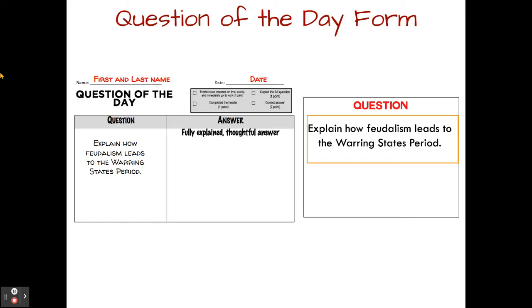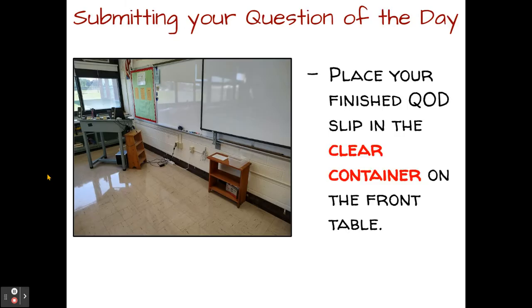So after that, I'd give you a few minutes to write down a fully explained, thoughtful answer in your answer column. You would do that. And once you have provided me with your answer, you would submit it. So there, right in the answer column goes your fully explained answer. And what you'll do then, once you're done with answering the question, is bring it back up front and you would place your finished QOD slip in the clear container on the front table. So I have a clear container, a Tupperware container, that you'll put your finished question of the day form in, and then from there, head back to your seat.